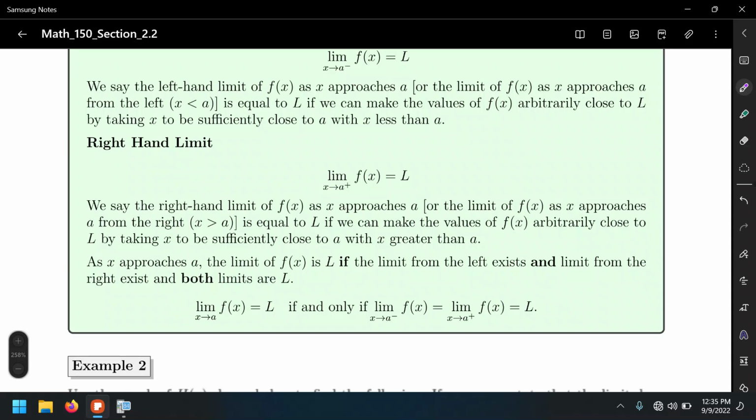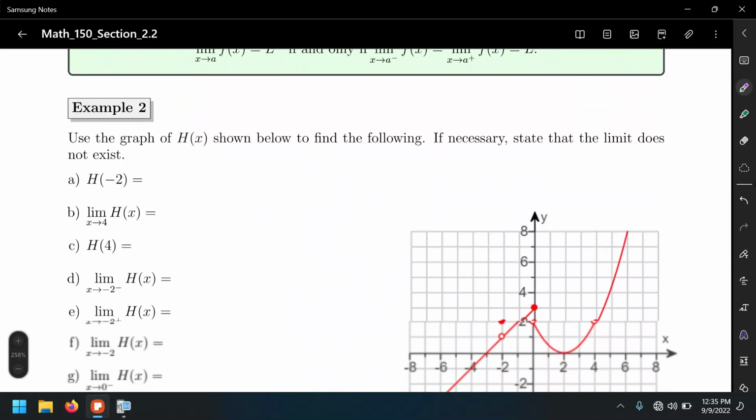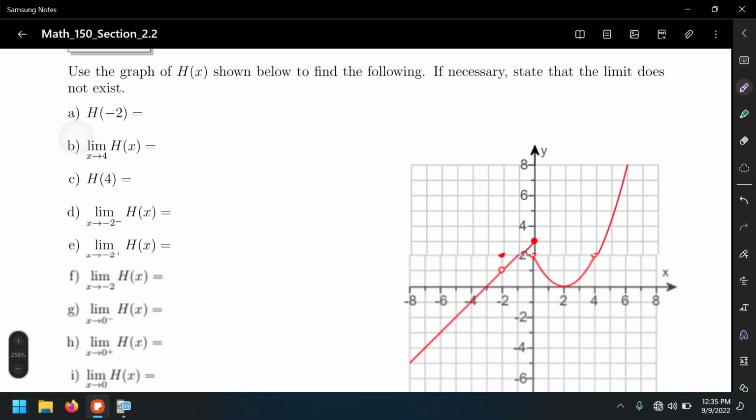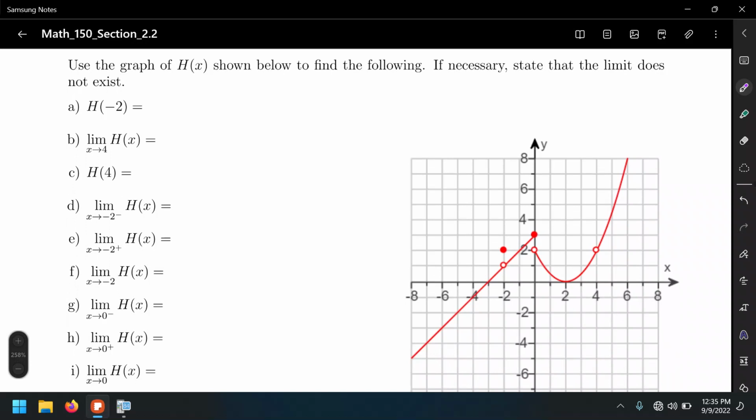So we have this graph right here. So we have the graph of h of x, and it doesn't matter what's the rule, if it's x cubed plus 1, some parabola, doesn't matter. We got the graph, which is what matters. Number 1, what's h of negative 2 from the graph? Anyone?